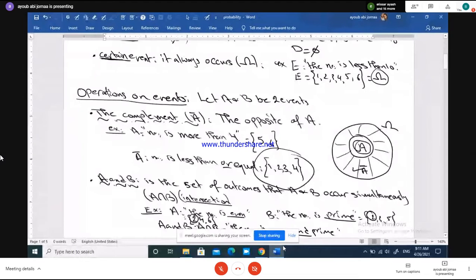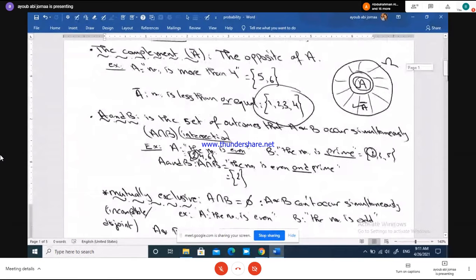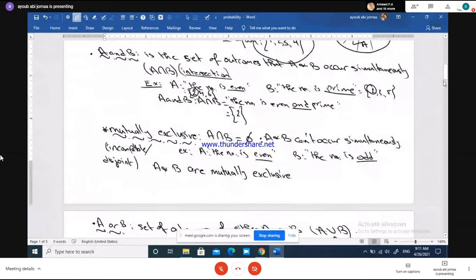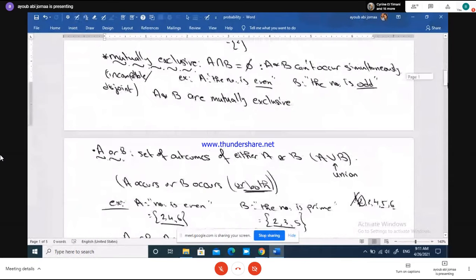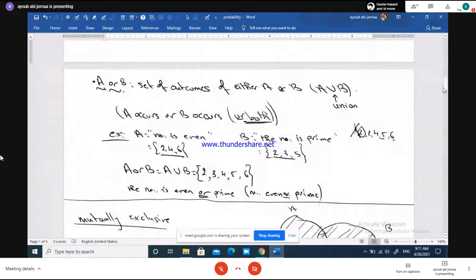And we say that two events A and B are mutually exclusive if the intersection is empty. They can't occur at the same time. A or B, the union, is the event that A occurs or B occurs, or as we said, both.